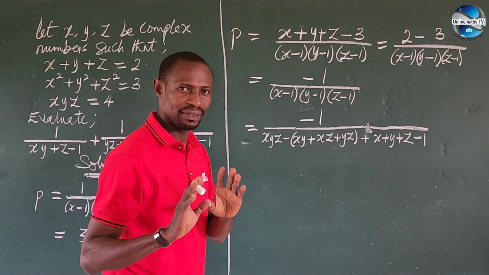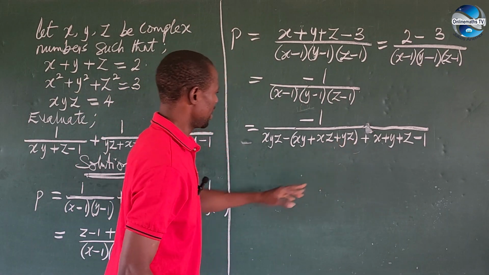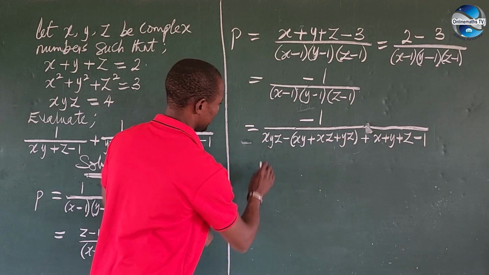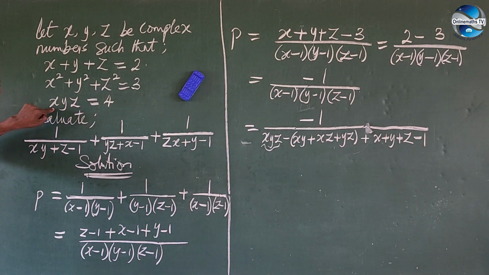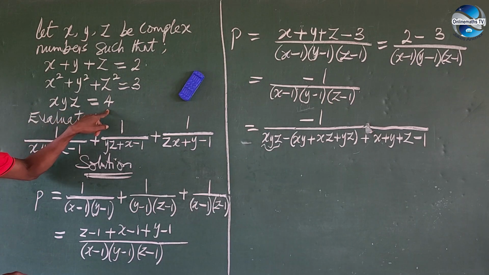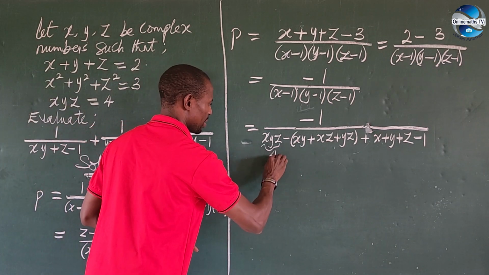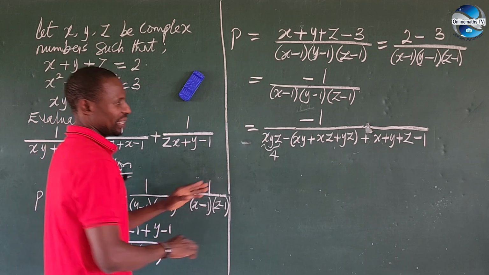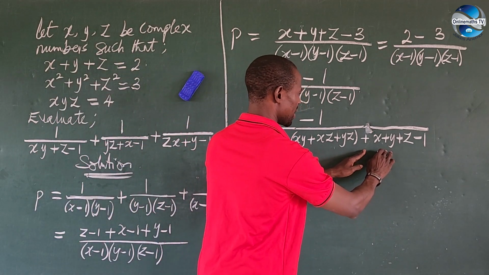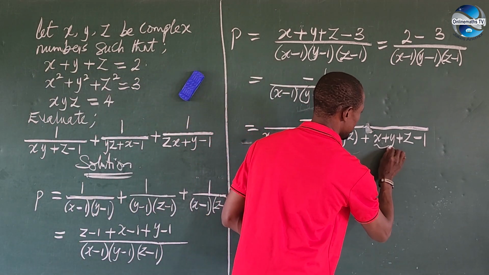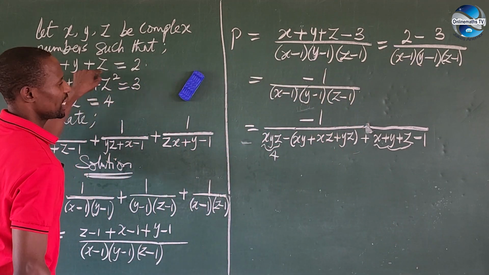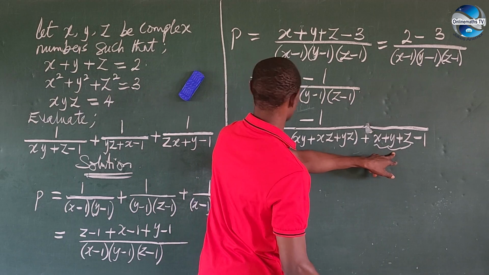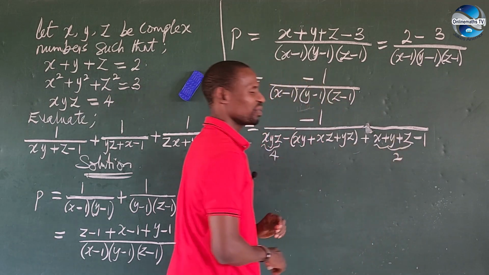Let's erase this and take a careful look at what we have here now. This is given already: xyz is equal to 4, so we can replace this with 4. Now let's come to this side of the equation. X plus y plus z is given to be 2, so we have this to be 2.